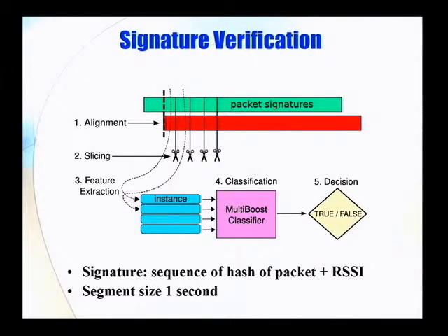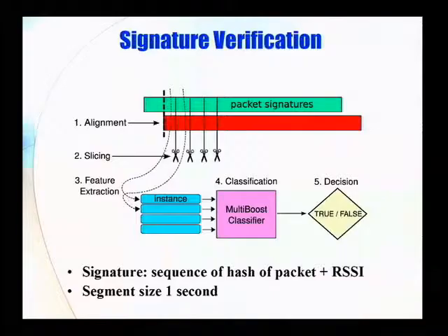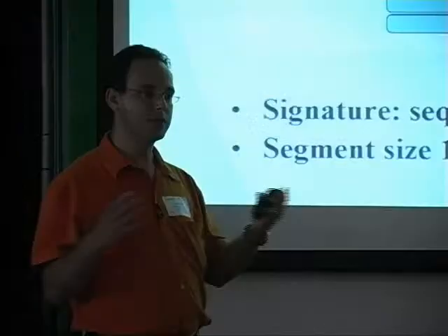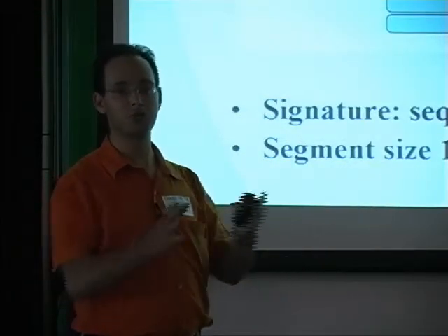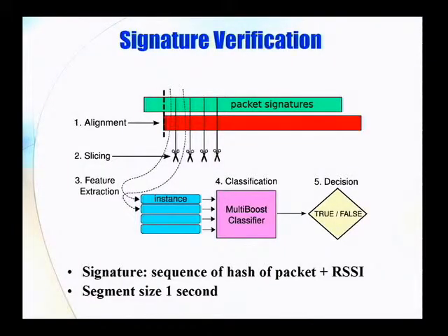Once a device gets a signature from the other device, first it actually has to align them, because the two devices might have started sensing the environment at slightly different times. So we basically look for the first packet that we have in common. Once we are done with aligning, we break the signature into smaller pieces, because it's hard to analyze the whole signature at once, so we analyze smaller parts of it. We break that into pieces we call instances.